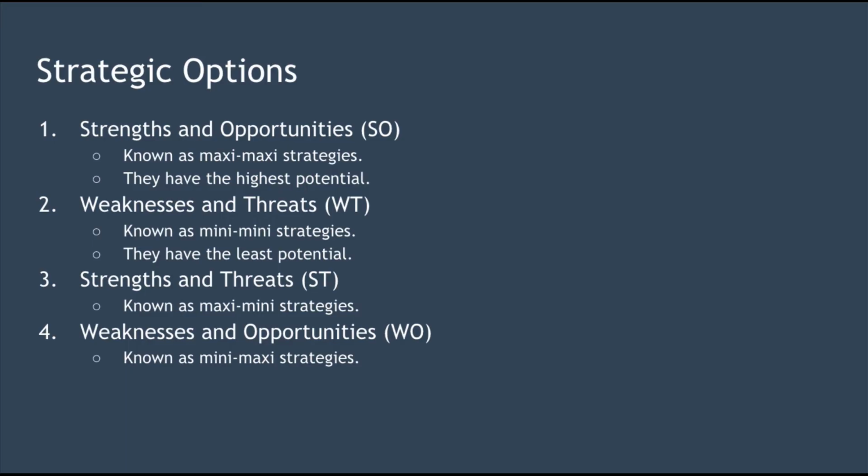Next, we have strengths and threats, or ST for short, and these are known as maxi-mini strategies. Strategies of this nature look at how you can maximize a strength to minimize a threat. And finally, we have weaknesses and opportunities, or WO for short. And these are known as mini-maxi strategies. And strategies of this nature look at how you can use an opportunity to overcome a weakness.